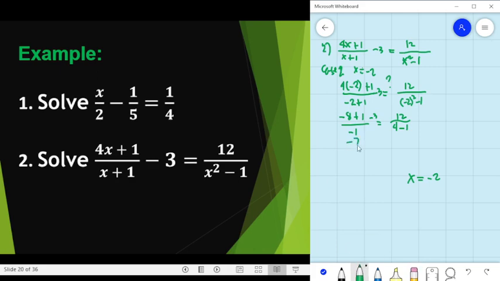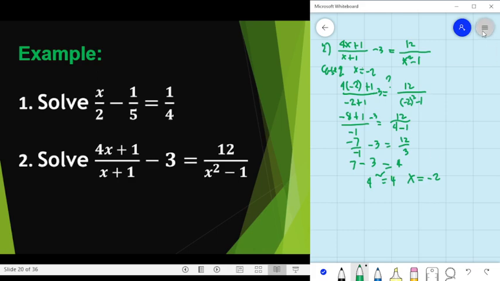So we have -7 over -1 minus 3 is equal to 12 over 3. So -7 over -1 becomes 7 minus 3. 7, then minus 3 is equal to 4. So 7 minus 3 is 4, equal to 4. So we got the same values on the left side and the right side. So meaning x equals -2 is the correct solution.